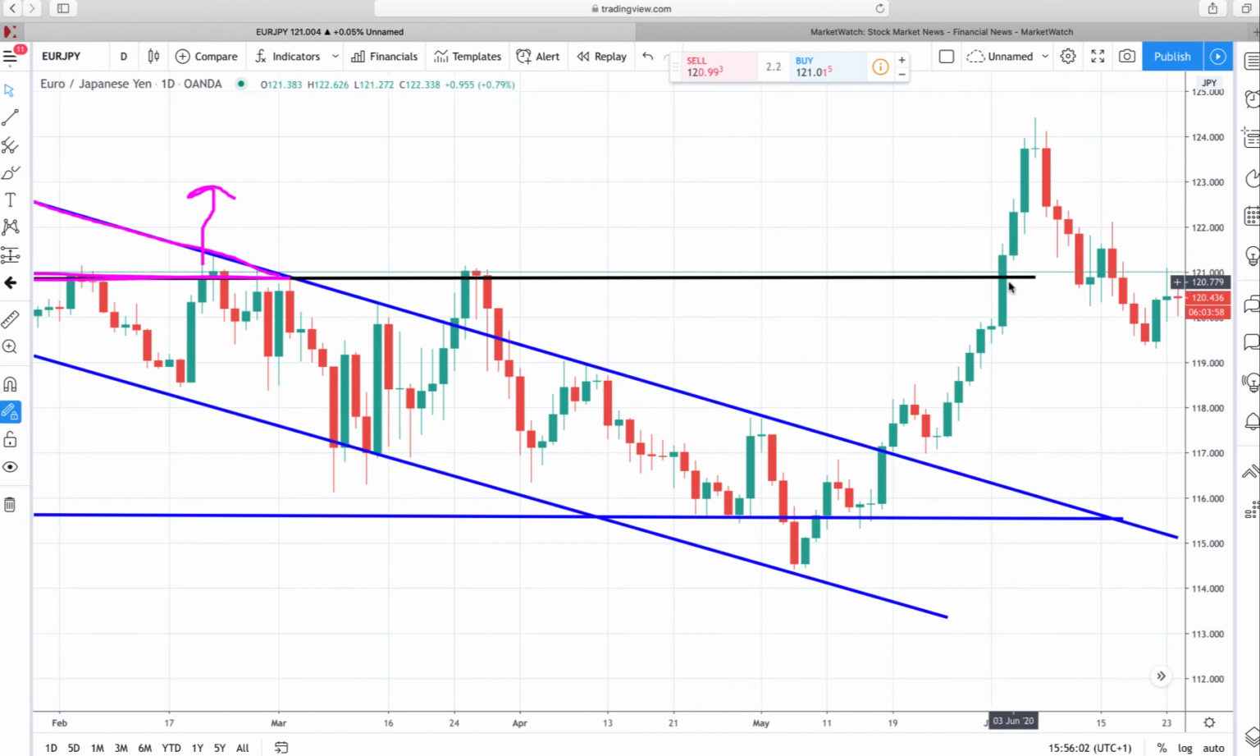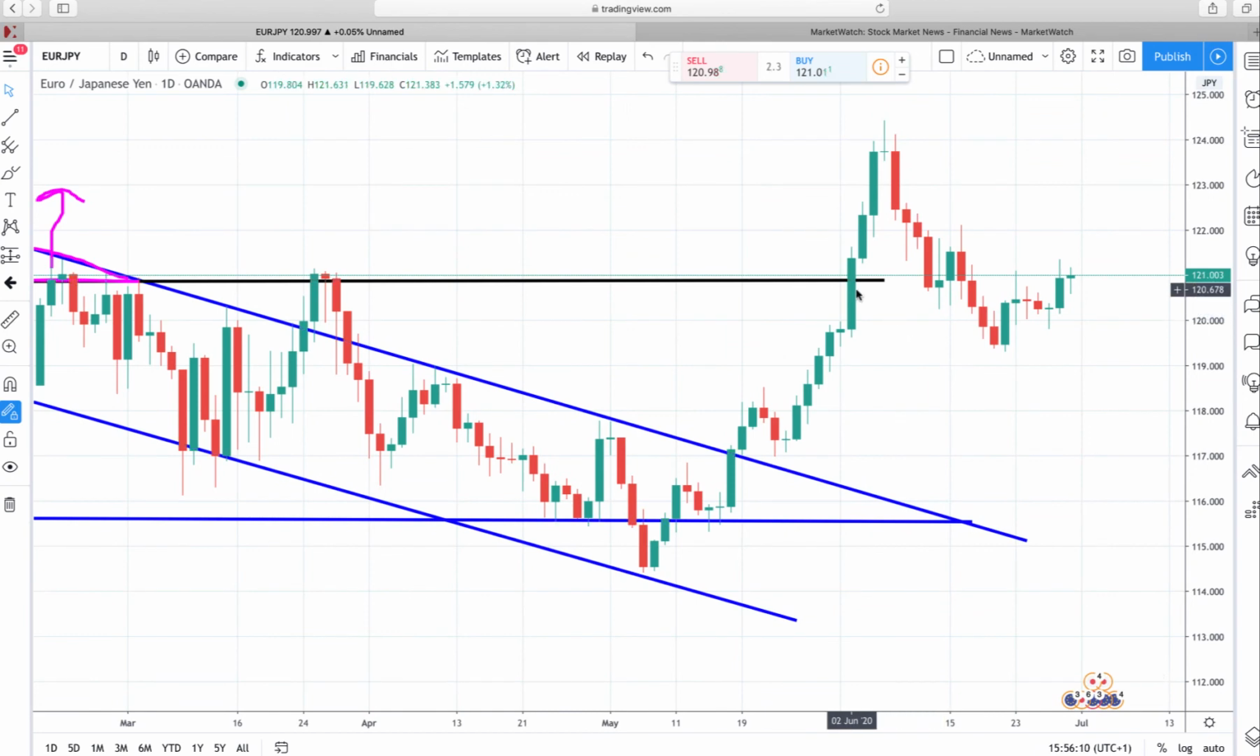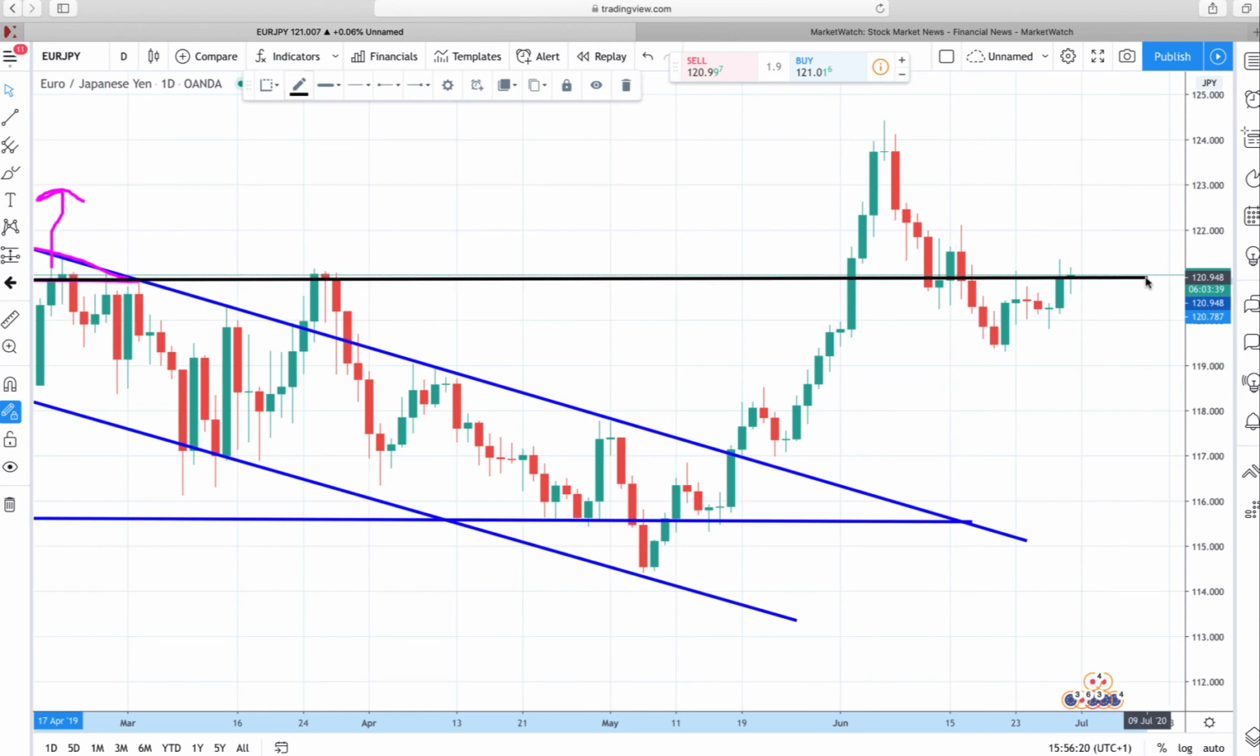So the probability here was that the market was coming to this price of 120 and would probably be rejected again. And it's pretty much what happened, because you can see the price broke this level, went all the way up and started pushing back down again. Look, below to the same level, and that's where we are now, sitting on the same level. Look at this, guys, okay?